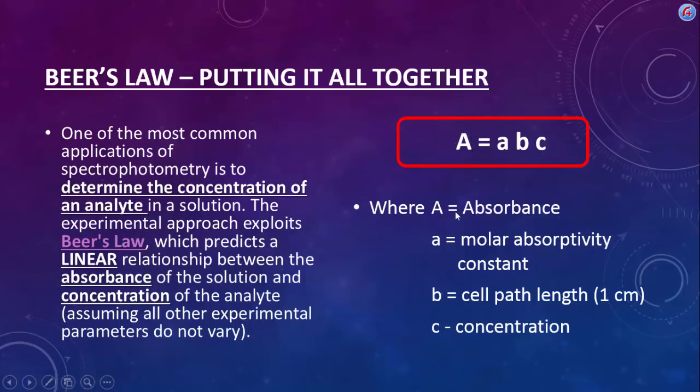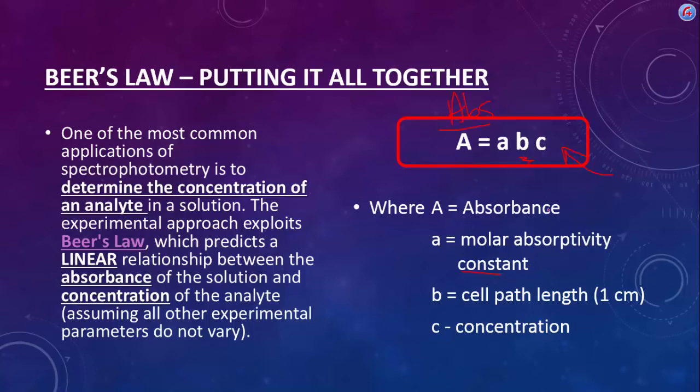So big A here is absorbance. Oftentimes, just to make sure I don't have two A's in my problem, I write the equation as ABS, which stands for absorbance, equals abc. The AP exam gives you this one, so get familiar with it. The little a here is just a constant called the molar absorptivity constant.